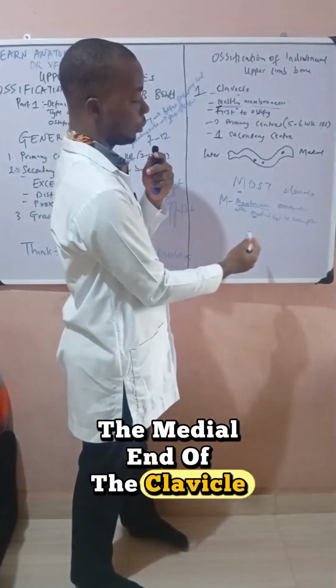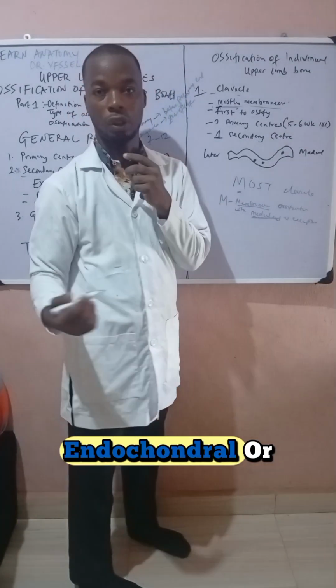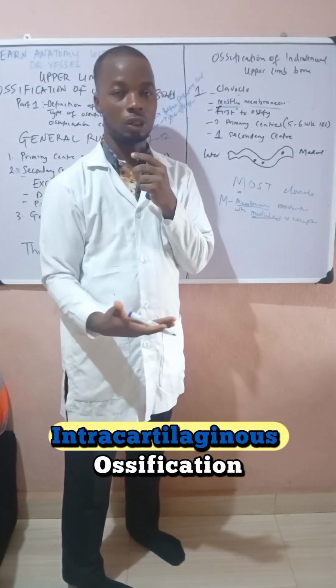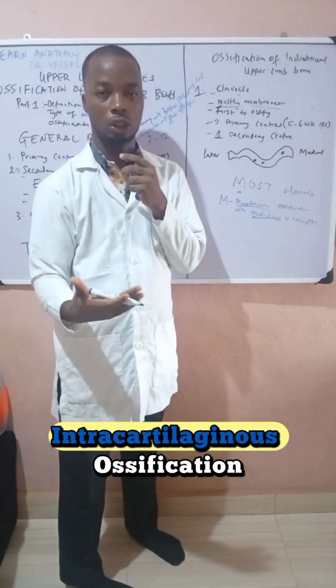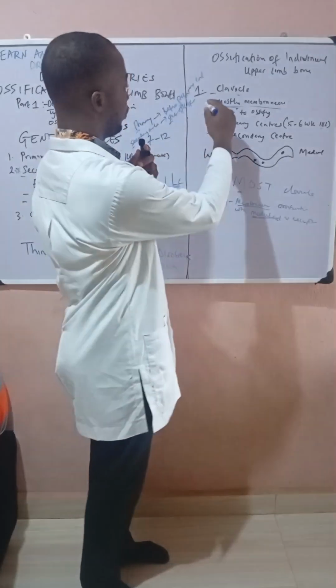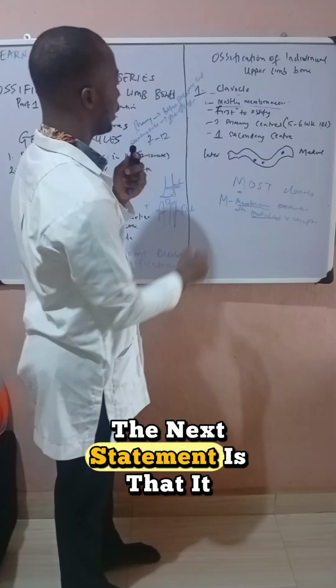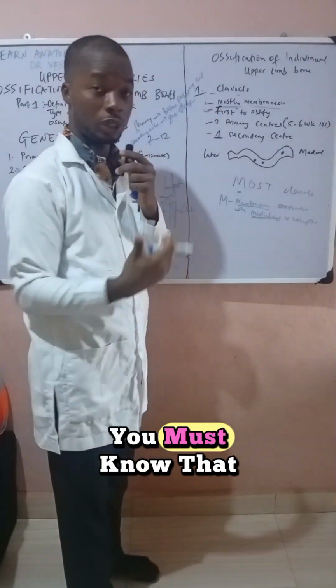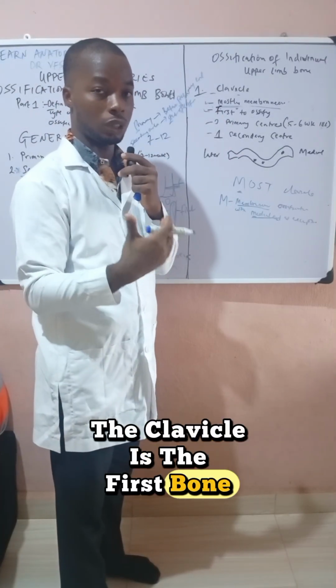The medial end of the clavicle undergoes what? Endochondral or intracartilaginous ossification. So that's why this statement is here. Now, the next statement is that it is the first to ossify. You must know that the clavicle is the first bone to ossify.